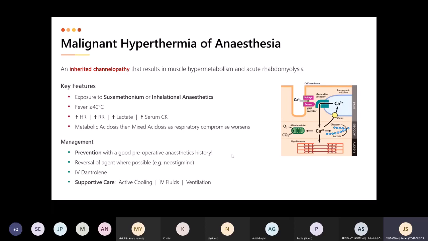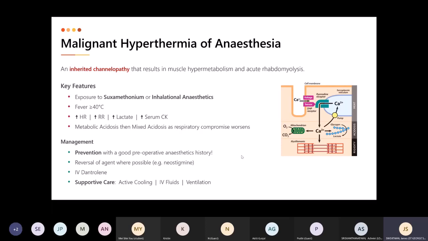So let's talk about malignant hyperthermia. It's probably the only thing you need to know about general anesthetics for your finals. It's an inherited channelopathy that results in muscle hypermetabolism and acute rhabdo, basically. It's a mutation in your ryanodine receptors, which mediate intracellular calcium. So when we give you inhalational anesthetics or suxamethonium, which are the main causes, it activates those ryanodine receptors, and you just start shedding calcium intracellularly, and that stimulates all of your muscles to contract uncontrollably.